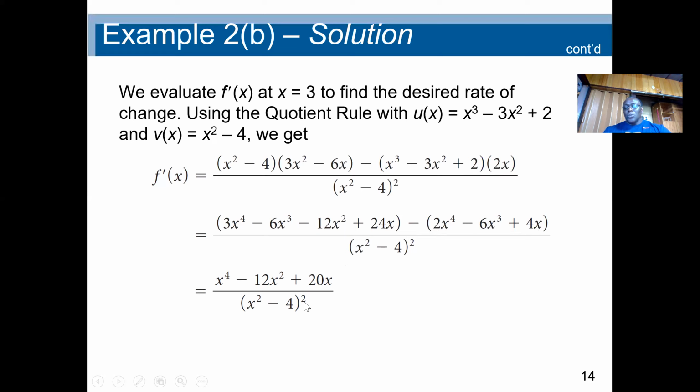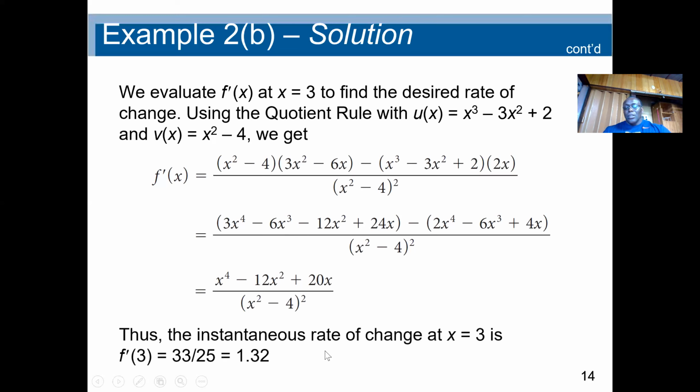Now look if it's possible that we can factorize the trinomial and get at least x squared minus 4. If it is, then we do it, then we cancel. If not, remember this question said we should find what? The instantaneous rate. So when x equals 3, we're going to substitute the x value to be 3. And when we substitute x to be 3 and do the calculations, we get 33 over 25, which is 1.32. And that will be the instantaneous rate of change.